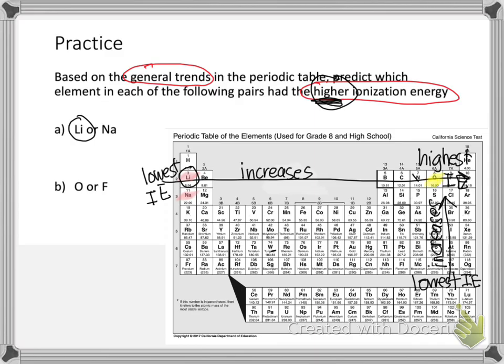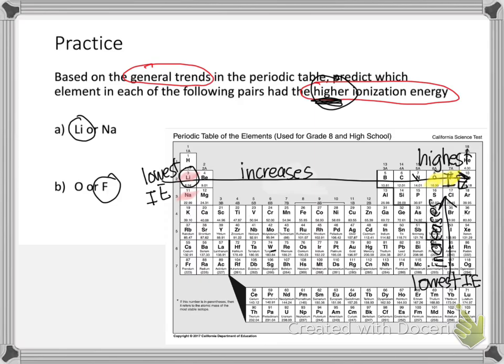So the other one is oxygen and fluorine. So here's oxygen, and fluorine is next to it. So these are in the same period. And as you go across, the trend is the ionization energy increases as you go from left to right. So since fluorine is further to the right, fluorine would have the highest ionization energy, and then oxygen would have lower.